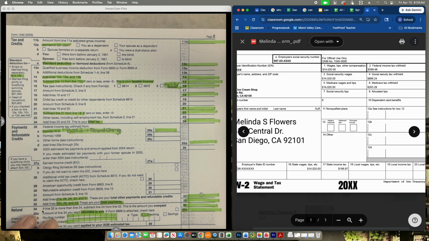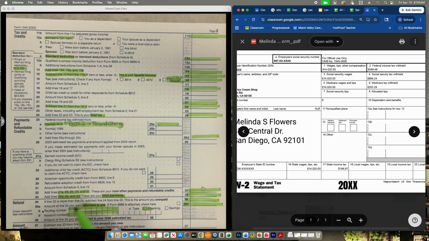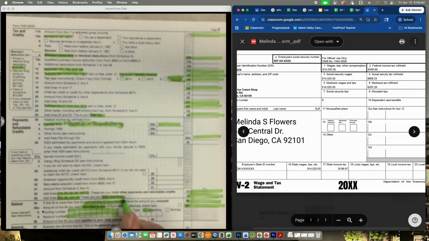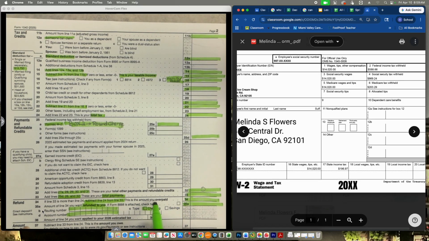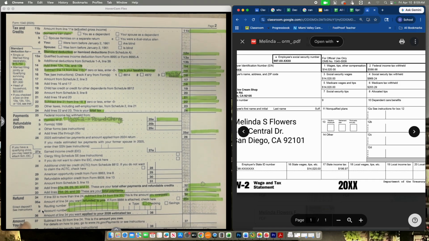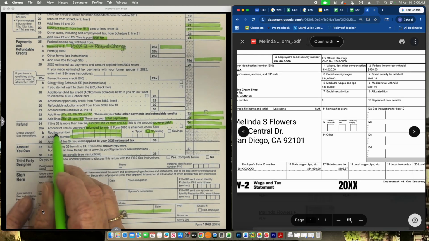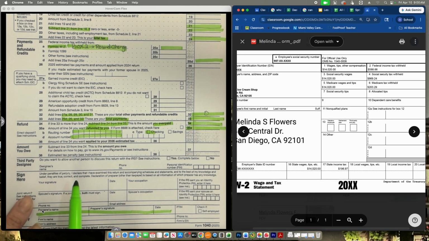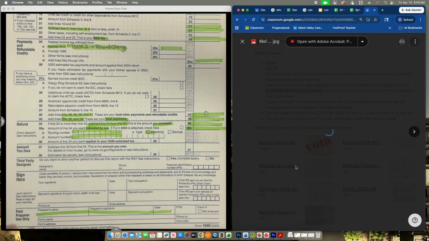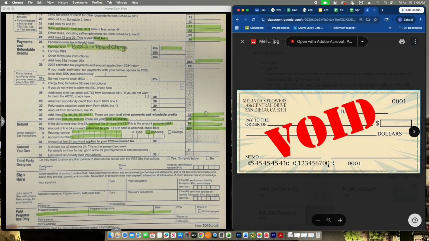This 34, you are going to have to subtract line 24 from line 33. This is the amount she overpaid. That is going to be her refund. So it's going to be this number and this number are going to be exactly the same. The rest of it, you should be able to fill out on your own. You should know where to find the routing number and account number. That is on her canceled check. That is back in here. Routing number and then account number.